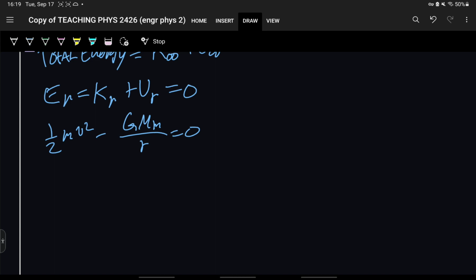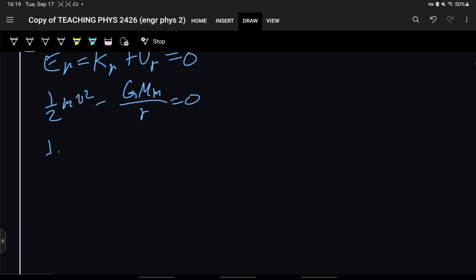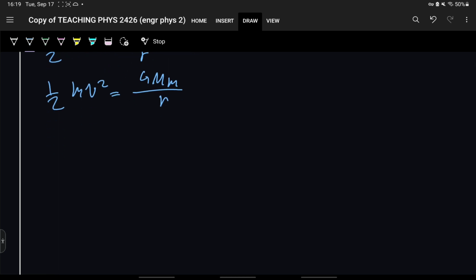So now let's solve for the speed v of r at the separation distance r. And we can rearrange the equation to be 1/2 times m times v squared is equal to G times uppercase M times lowercase m all divided by r. And if we cancel mass little m from both sides, we get 1/2 times v squared is equal to G times uppercase M all divided by r. And then now we can multiply both sides by 2. So now we're left with v squared is equal to 2 times G times M all over little r.